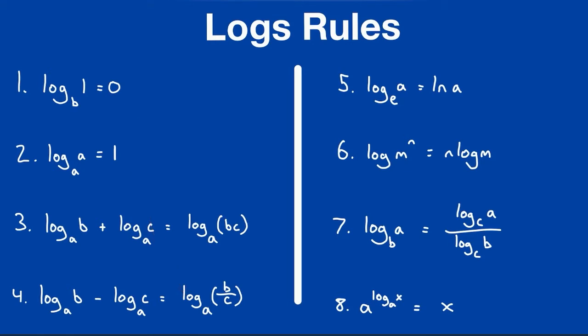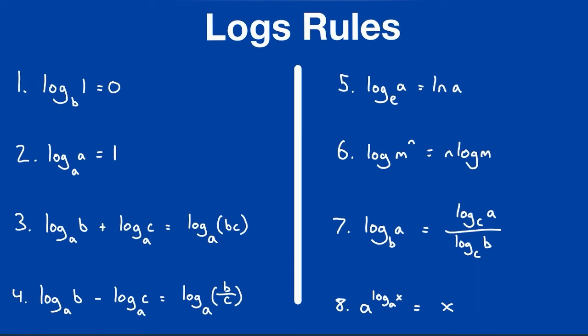The sixth rule: when you have a log where the argument is to the power of something, in this case n, you're able to switch that power and bring it to the front. So it becomes n times log m. And then you can bring it back too. So n log m can be rewritten as log of m to the power of n.